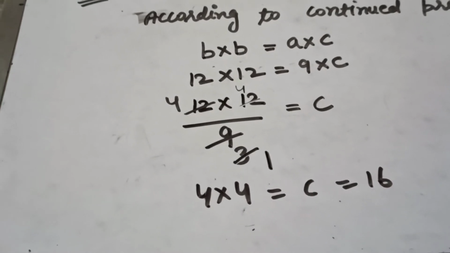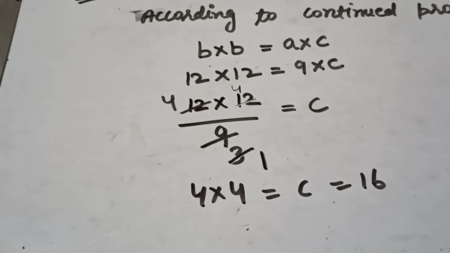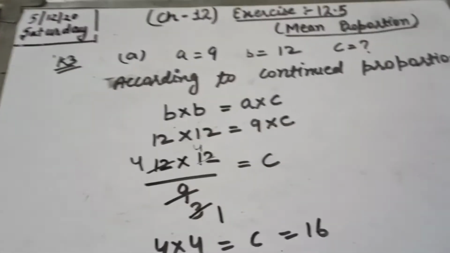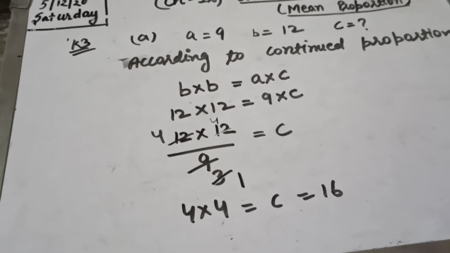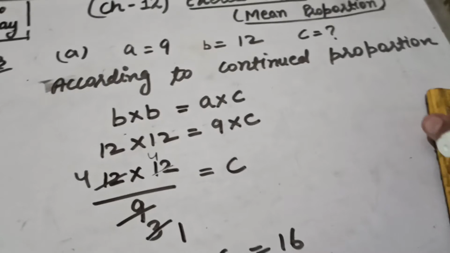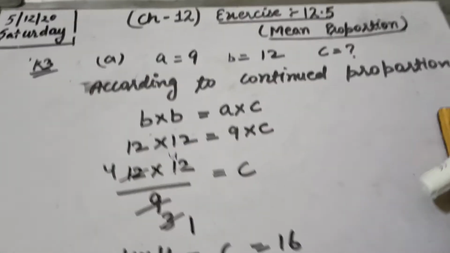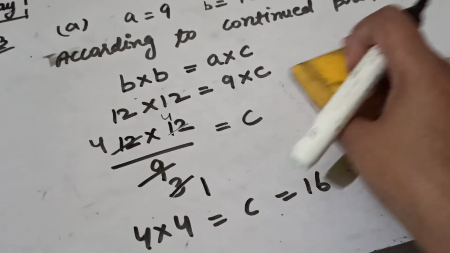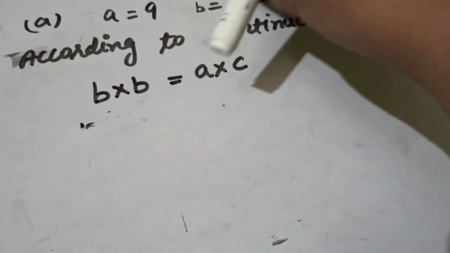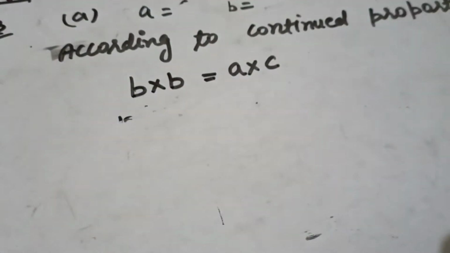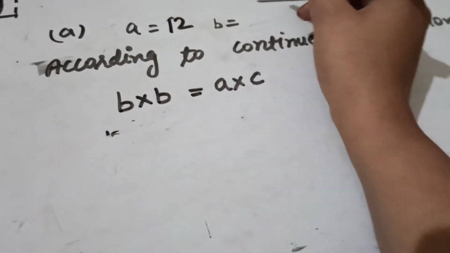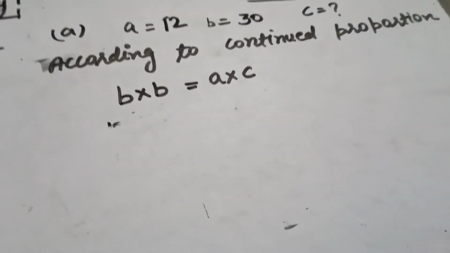So third proportion equals 16. So this is the way to find the third proportion. Now come to the B part. That is also that the first two proportions are 12 and 30, and find the third one. So same like this, in this also we have to find the value of C, that is A equals 12 and B equals 30, right?